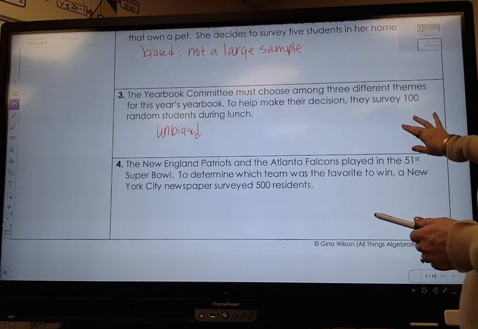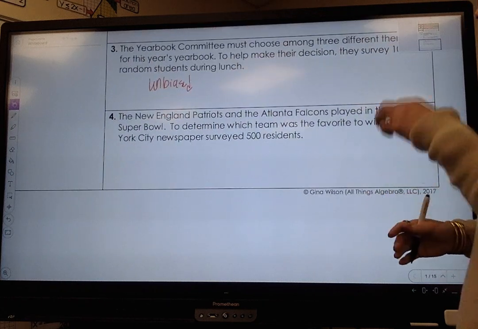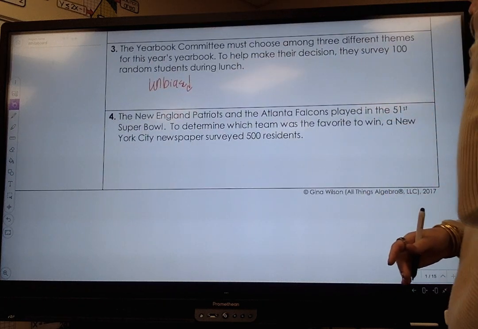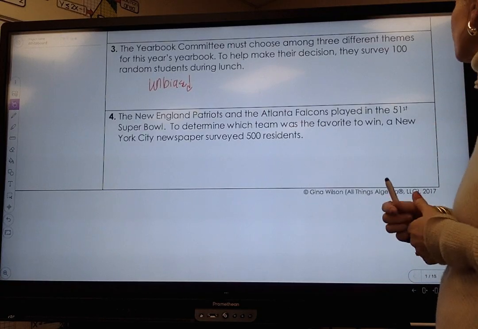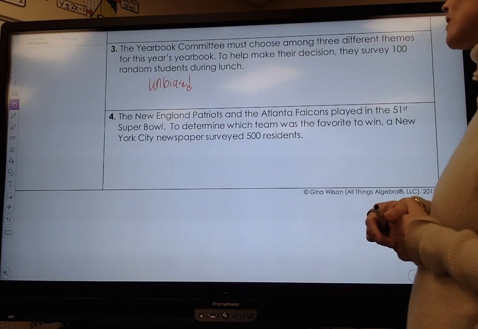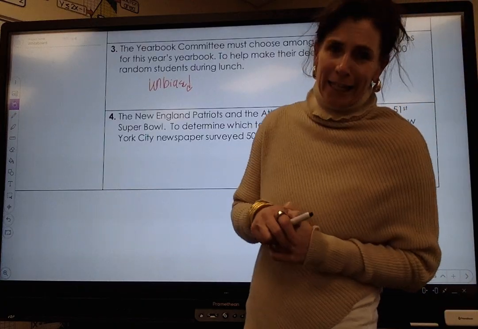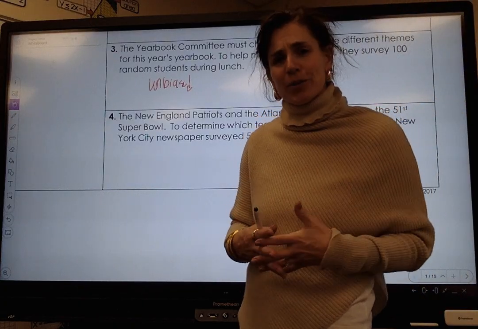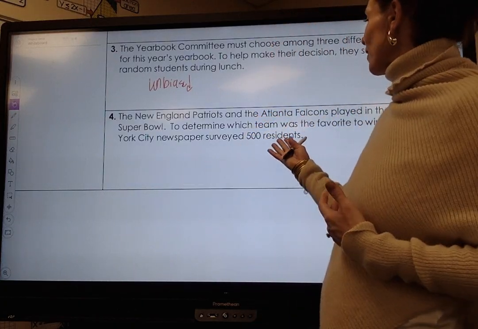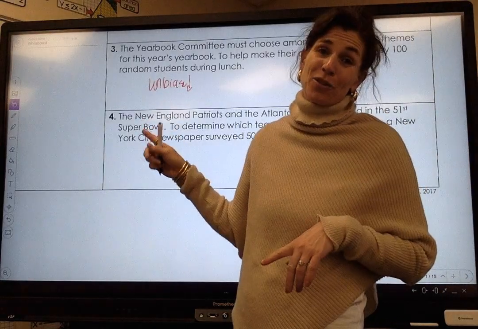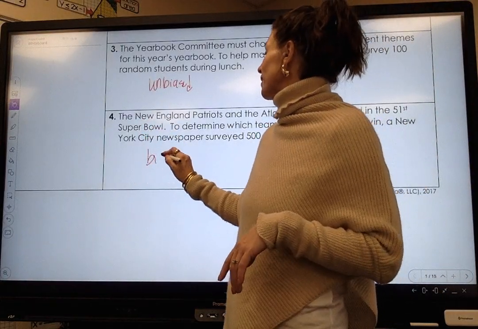All right. The New England Patriots and the Atlanta Falcons played in the 51st Super Bowl. To determine which team was a favorite to win, a New York City newspaper surveyed 500 residents. Well, they're playing Atlanta and New England, and you're in New York looking at the residents. Chances are they probably favor New England. So this is going to be biased.